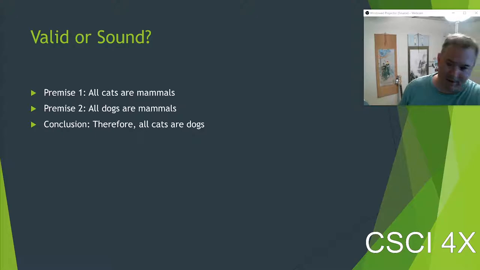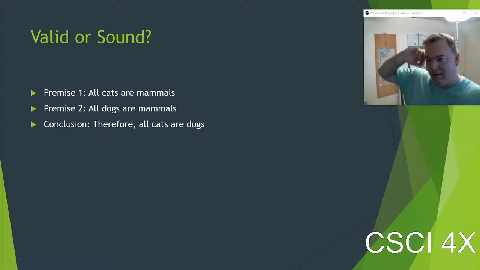It's not valid, and that's kind of the mental process that I'm trying to ingrain in you by going over this for a whole other lecture, because you need to just think about it. Just because two things share an attribute, like being mammals, doesn't make them the same. They have to share all attributes for them to be the same.